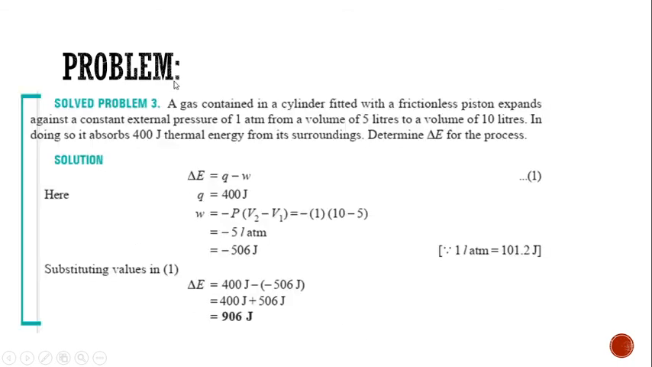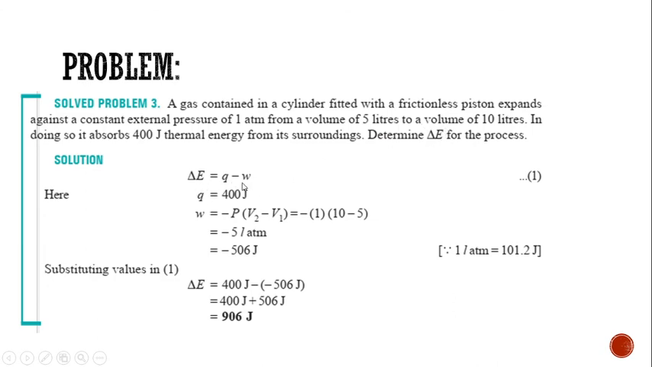Here comes another problem. A gas enclosed in a cylinder fitted with a frictionless piston expands against a constant external pressure of 1 atmosphere from a volume of 5 liters to a volume of 10 liters. In doing so, it absorbs 400 joules of thermal energy from its surroundings. Determine delta E for that process. Here in this numerical problem, the value of pressure is given, the values of initial and final volumes are given, the value of Q is given. You need to calculate the change in energy.